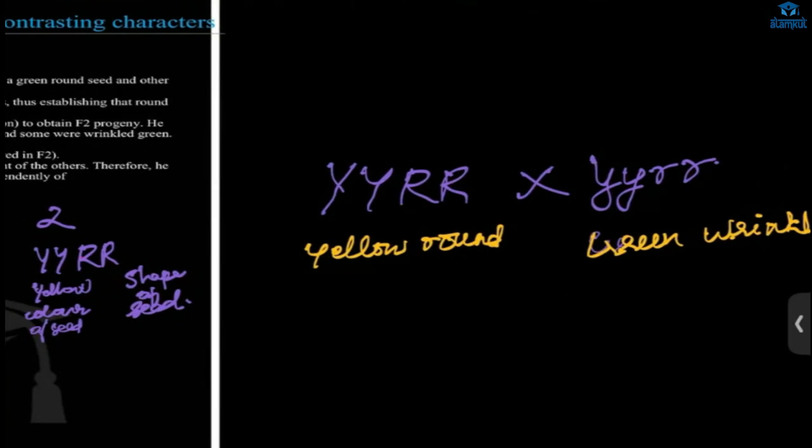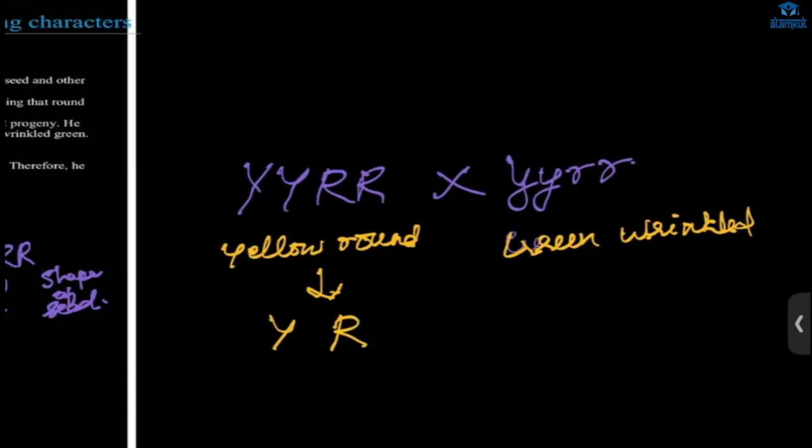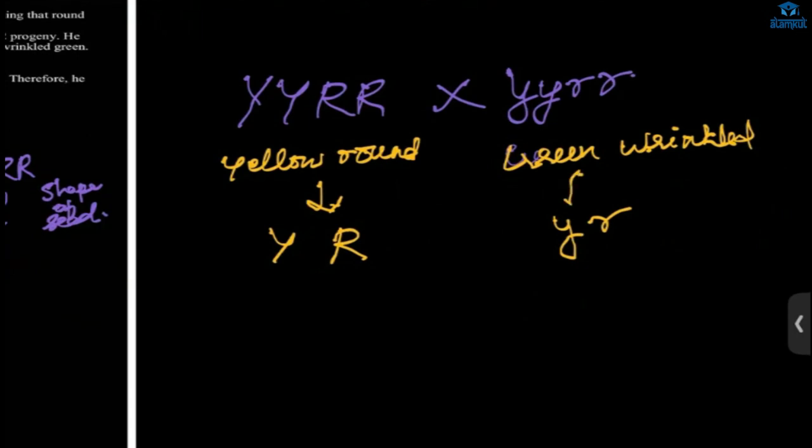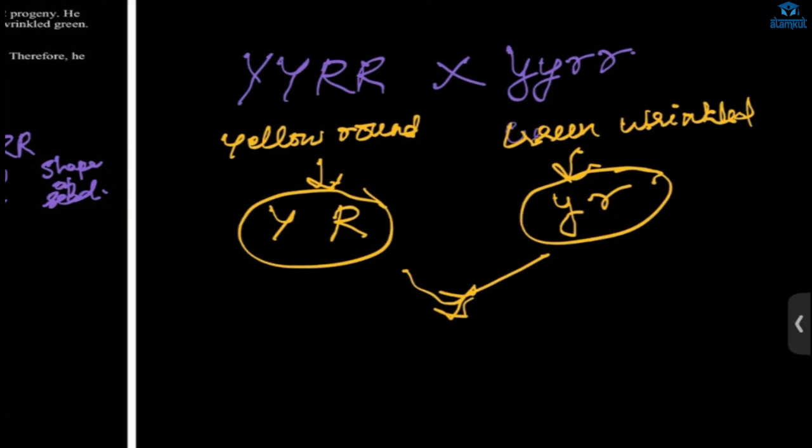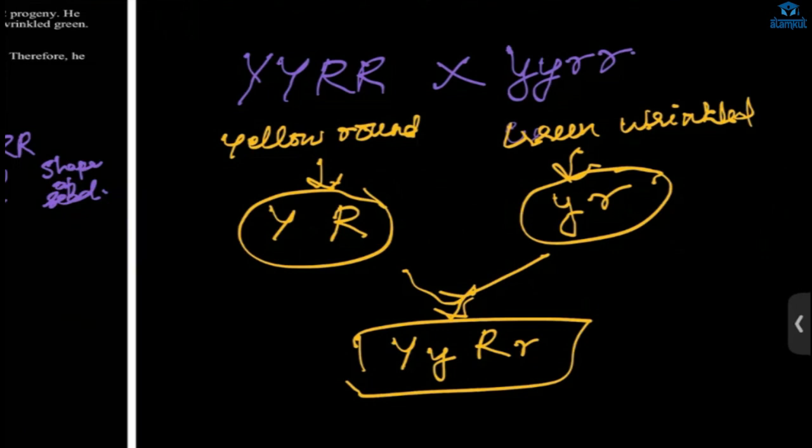In this, what will come in the gamete? Capital Y, and here the other, capital Y and capital R, and here small y, small r. This is the gamete, and it will fuse, right? What will we get? Capital Y, small y, capital R, small r. And this one was our F1 generation. In F1 generation, what did we get? Yellow round seed.